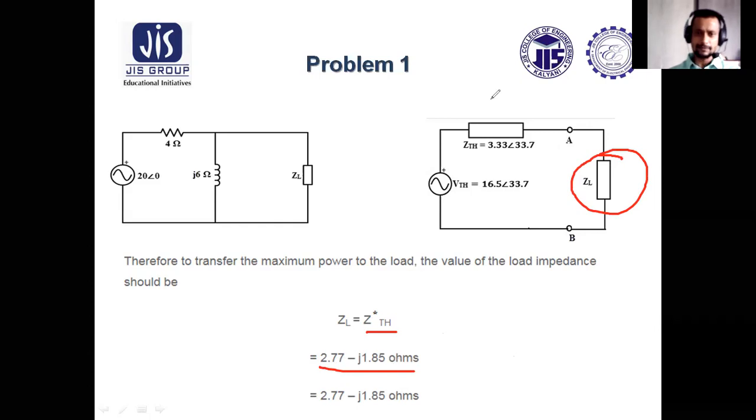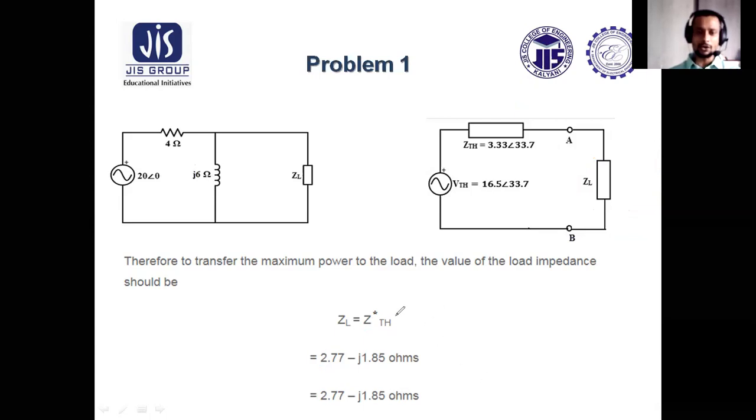That means we get minus J if a capacitor is placed. So if the equivalent impedance is R plus an inductor, then the equivalent load impedance will be R of the same value and a capacitive reactance of the same magnitude as the inductive reactance of the network. Okay, this is how you can find ZL or ZTH.